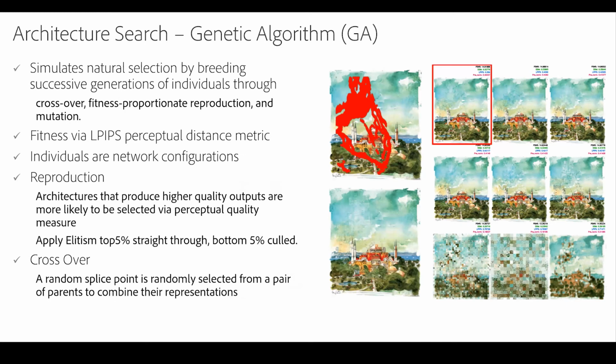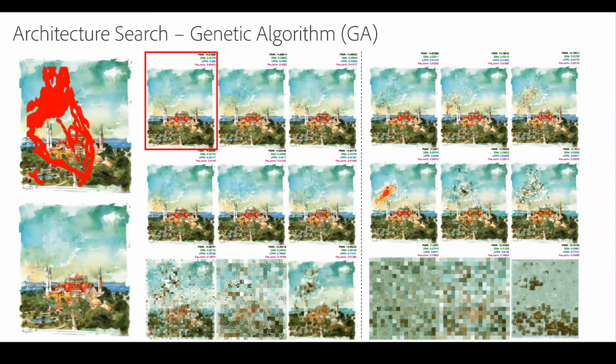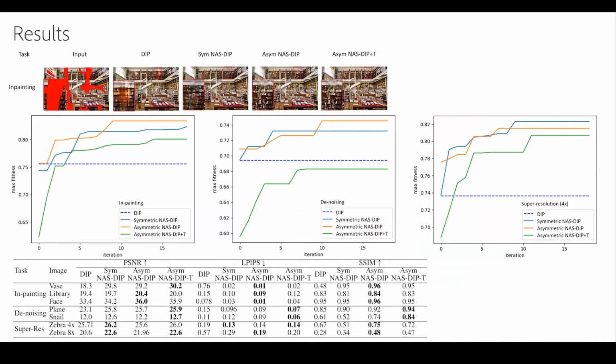So here we can see a large image on the top left to be inpainted using deep image prior. The mask is in red, and below it's our best solution, so the output of the best network found. It's also highlighted in the red square here. These rows show the best, middle, and worst individuals, sampled from a population of around 500 at generation 20 in the middle and at generation 1 on the right-hand side. And you can see that the visual quality improves in later generations.